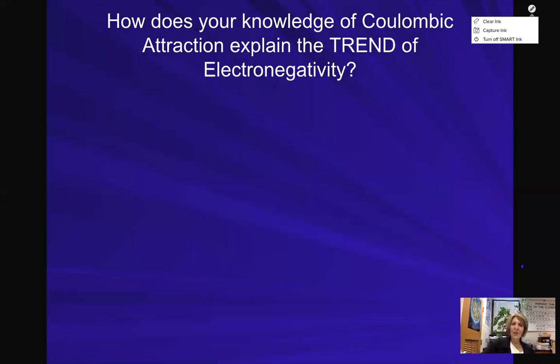So now what I'd like you to do is to just take a minute to explain and summarize why the electronegativity goes up as you go up a column and why it increases as you go across a row, and explain that in terms of the Coulombic attraction, remembering the 2 F's to try to help keep it straight in your mind.